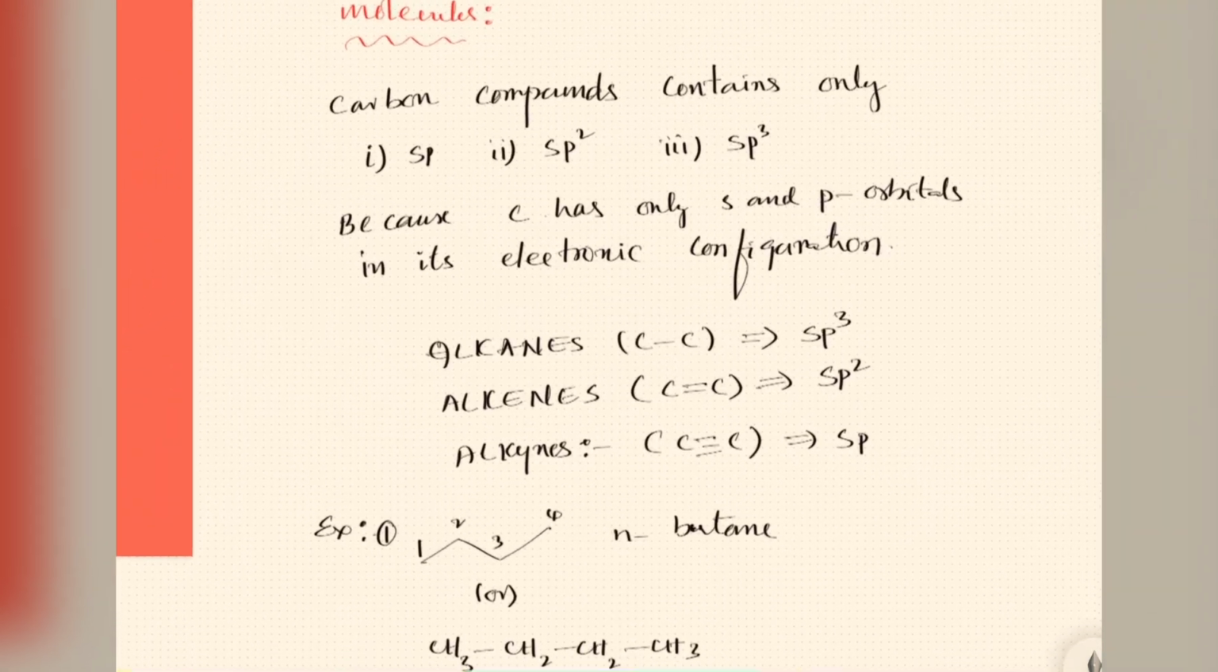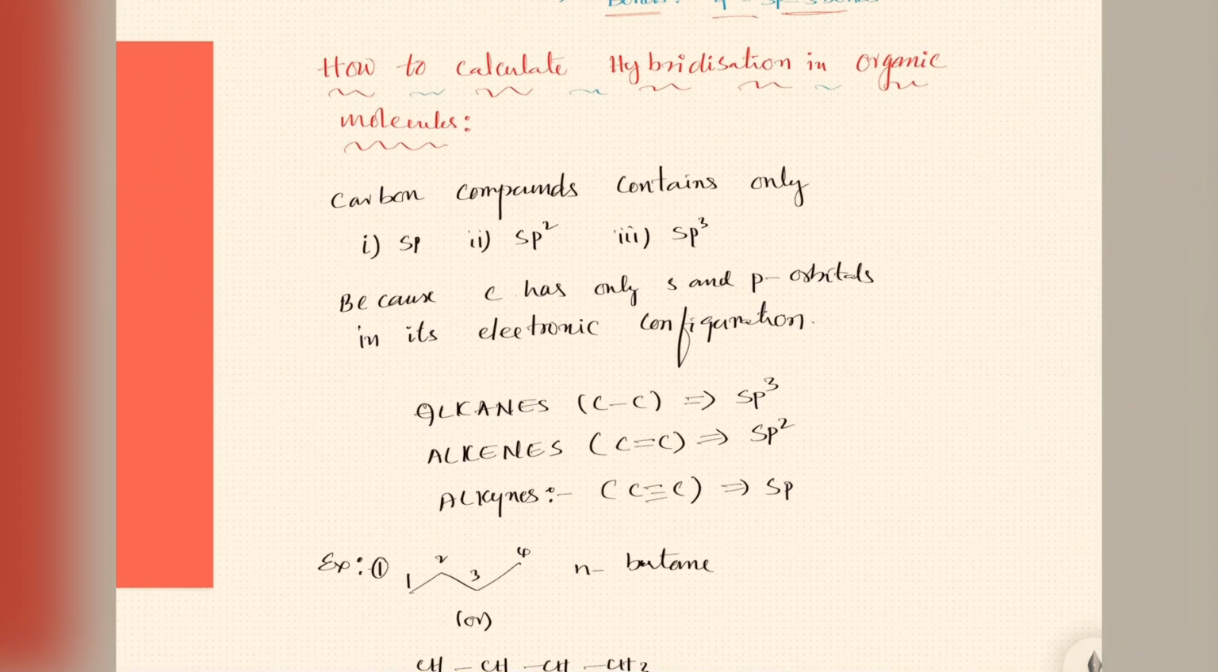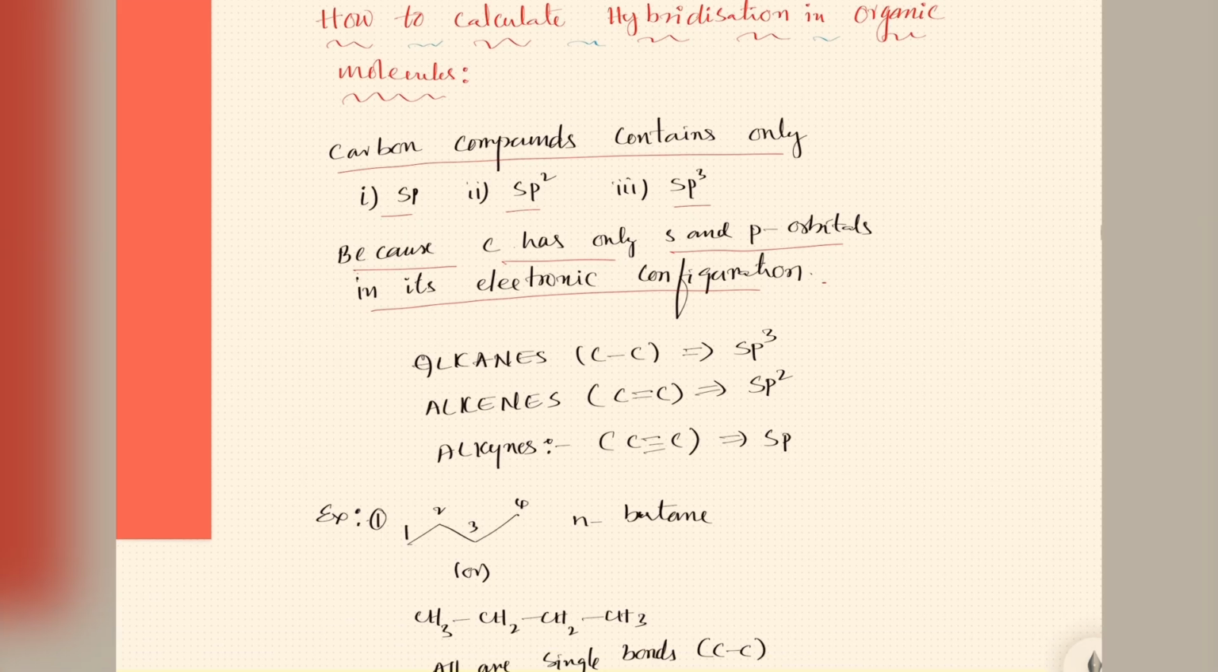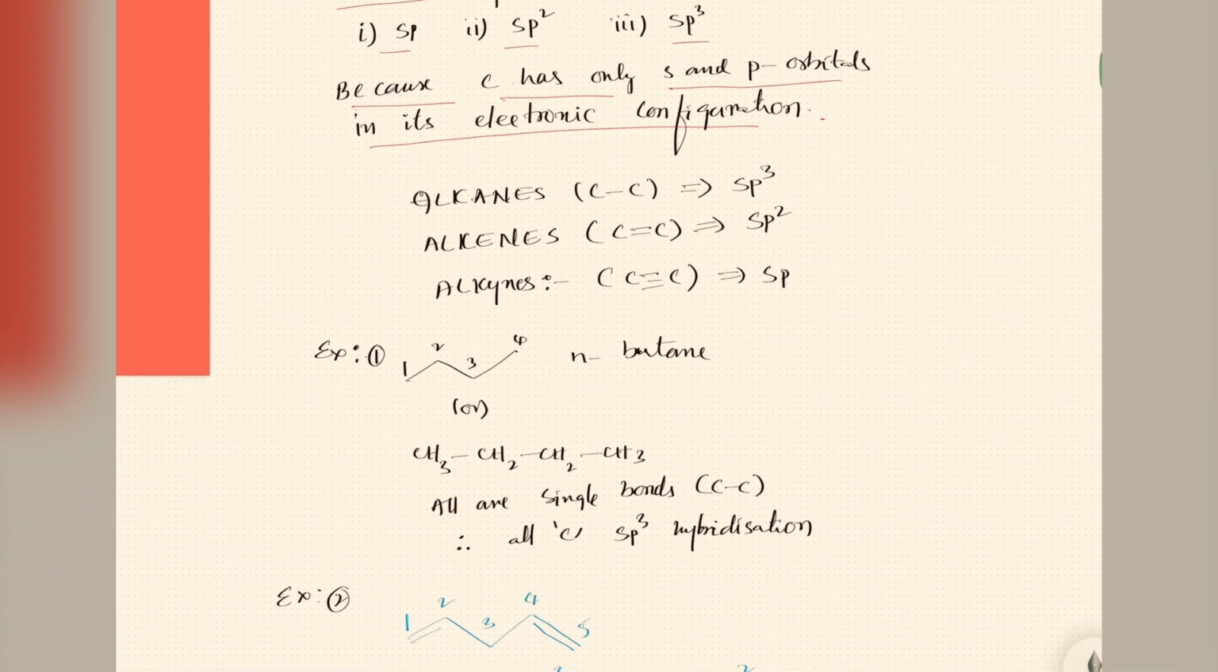Now we'll go on to how to calculate hybridization in organic compounds. Clear? Now, carbon contains only three hybridizations, as I just informed: sp, sp2, sp3, because carbon has only s and p orbitals in its electronic configuration. Just now I explained. Clear? So therefore we have a logic here to find this.